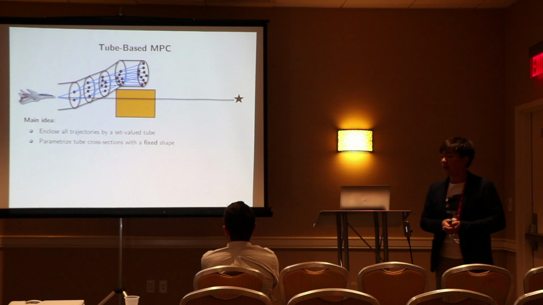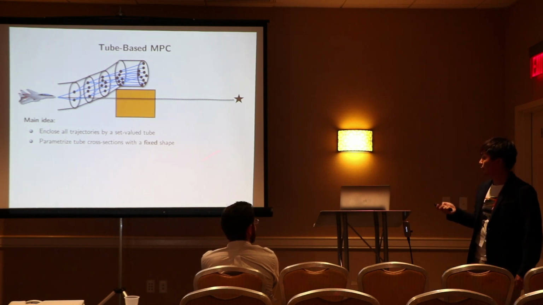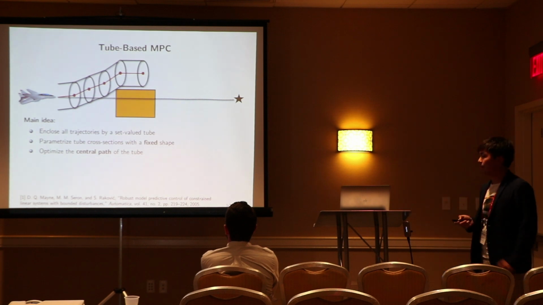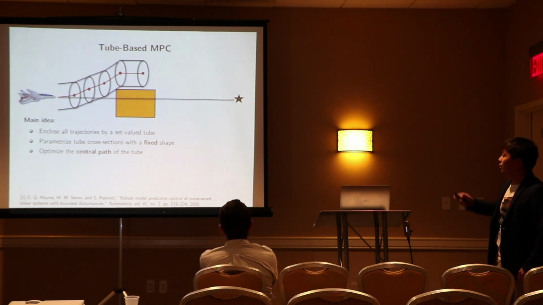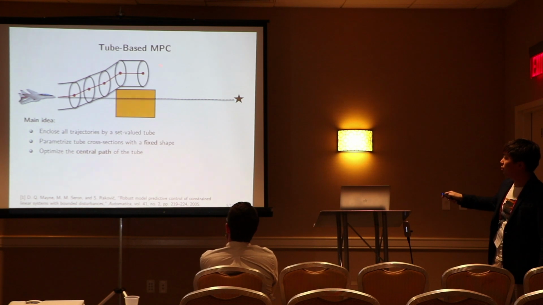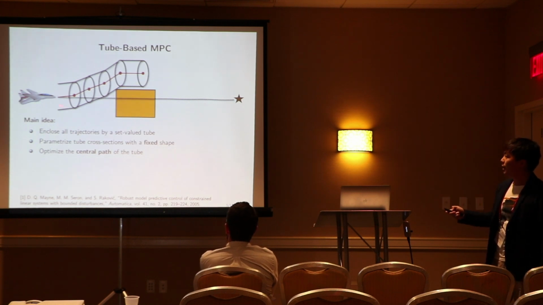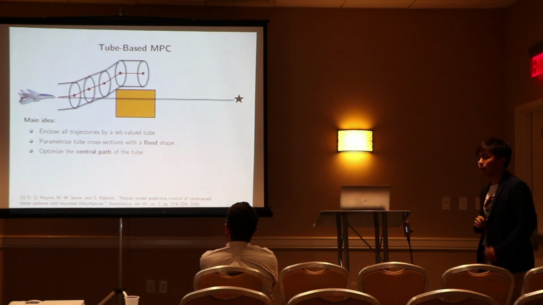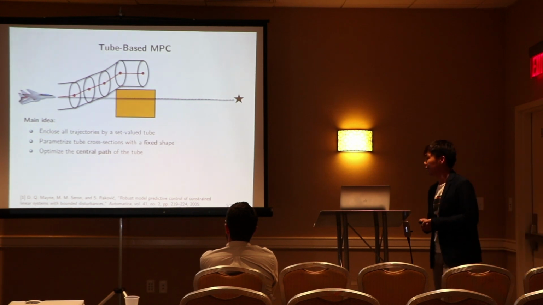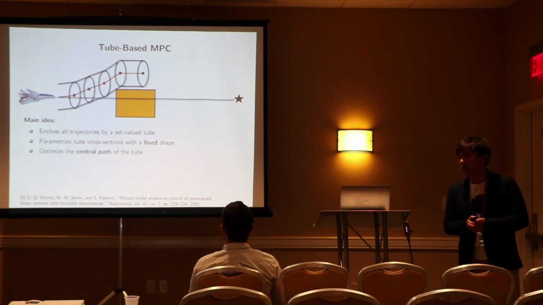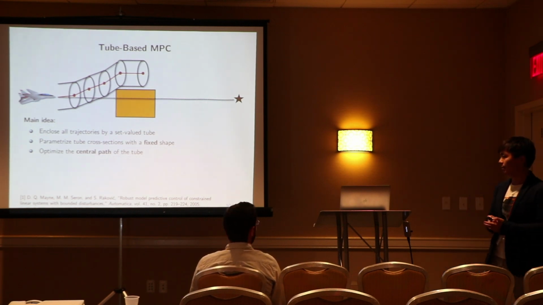And then we will parameterize the tube using a fixed shape. For example, in this seminal work on robust MPC by Mayne et al., they propose to synthesize the tube cross-sections offline. And in the online phase, we only optimize over the central path, and we also call this the nominal trajectories of our system. And by doing so, the computational complexity is almost the same as your standard MPC scheme.